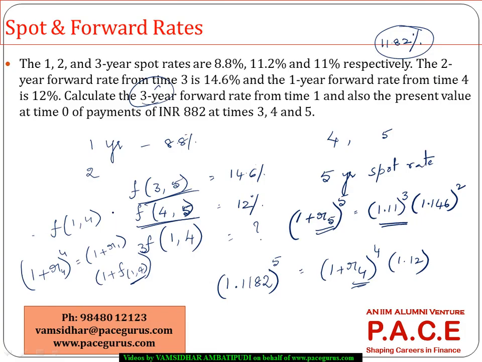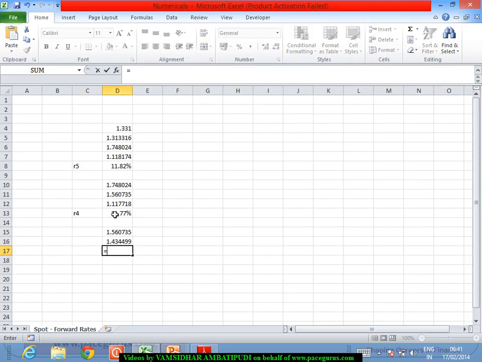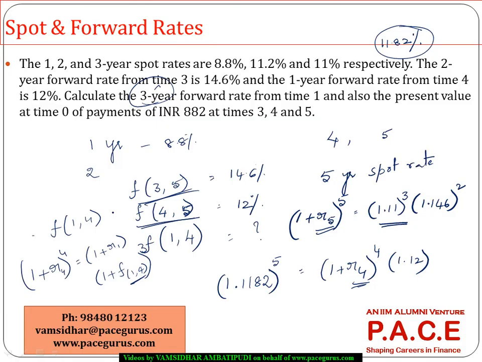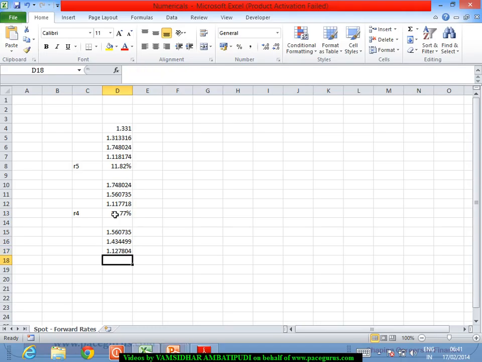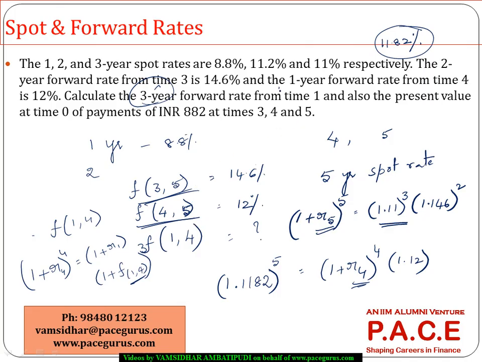So this makes it 1 plus f between 1 and 4, whole cube. This is for a 3-year period, so I raise it to the power 1 by 3. This will give me 1 plus the forward between 1 and 4. Subtract 1 from this, and this gives me the 3-year forward interest rate between 1 and 4 years. That makes it 12.78%.